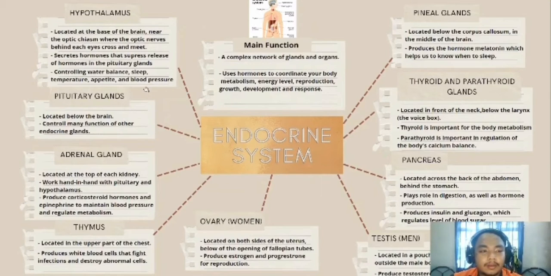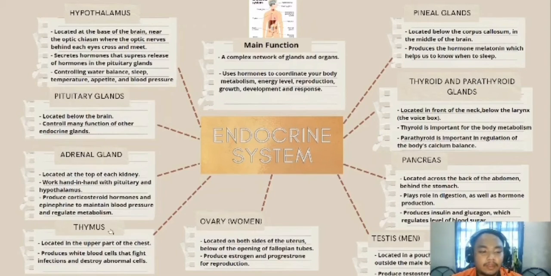It secretes hormones to control the release of hormones in the pituitary gland, controlling water balance, sleep, temperature, appetite and blood pressure. Then we go to the next part, which is the pituitary gland. It is located below the brain and controls many functions of other endocrine glands. And then we go to the third part, which is the adrenal gland. It is located at the top of each kidney, and works hand in hand with the pituitary and hypothalamus. It also produces corticosteroid hormones and epinephrine to maintain blood pressure and regulate metabolism.